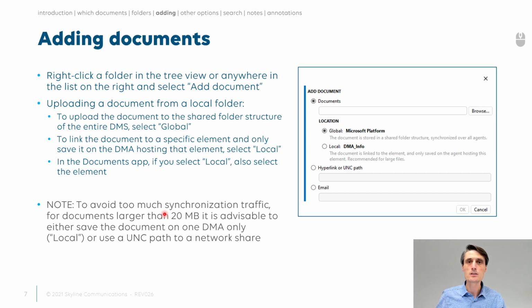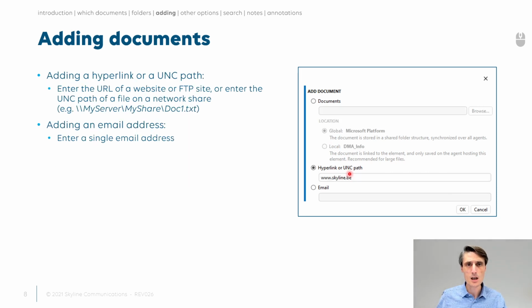If you have a larger document, you might want to think about storing it somewhere on a share and use a UNC path to that share. That's the next option there, hyperlink or UNC path. A hyperlink speaks for itself. That's just like www.skyline.be you can put in there. For instance, a website to the technical support of that vendor for that specific driver, or a UNC path like indicated here, /myserver/myshare/doc1.txt. So that's a UNC path.